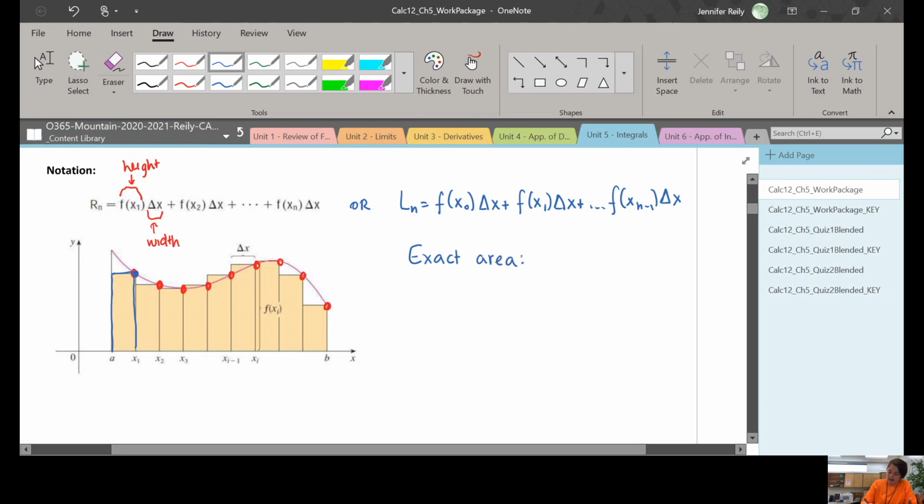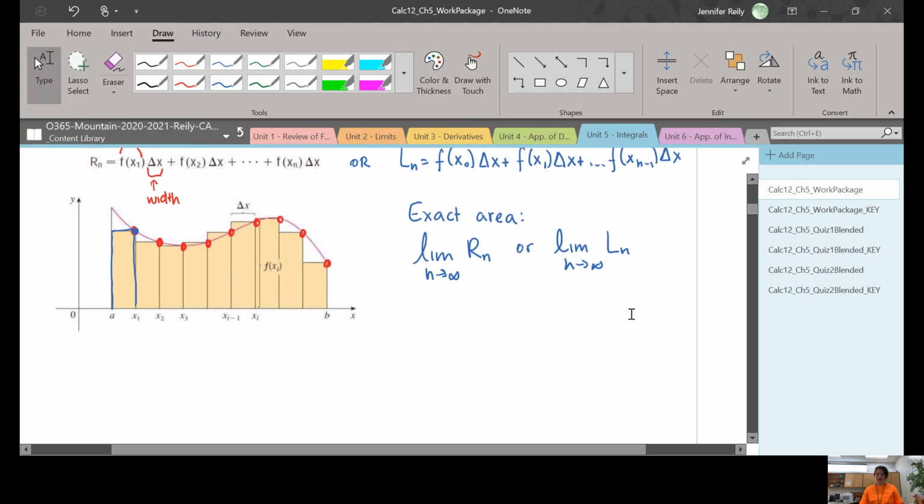Okay, and the exact area under the curve is going to be the limit as n goes to infinity of Rn, or the limit as n goes to infinity of Ln. So an infinite number of rectangles would give you the exact area under that curve. Okay, so let's do an actual example now that we've got all the notation out of the way.